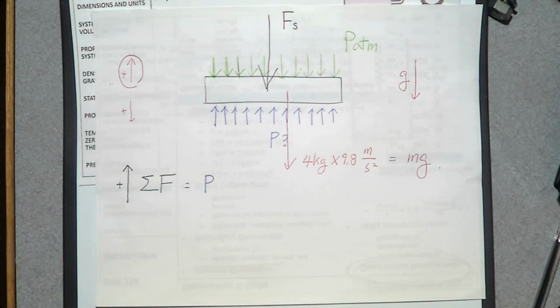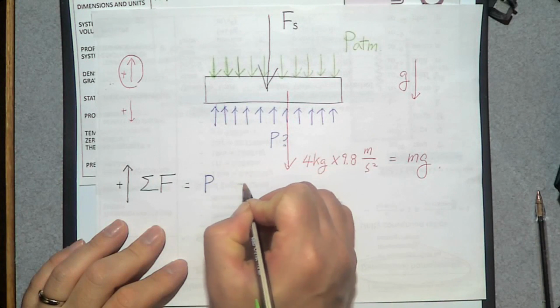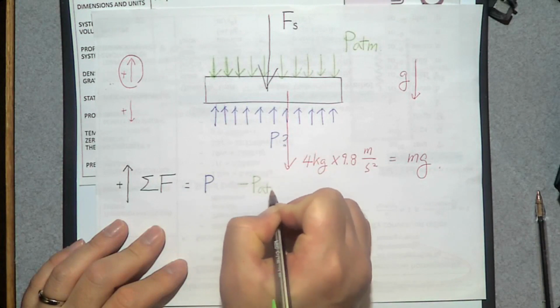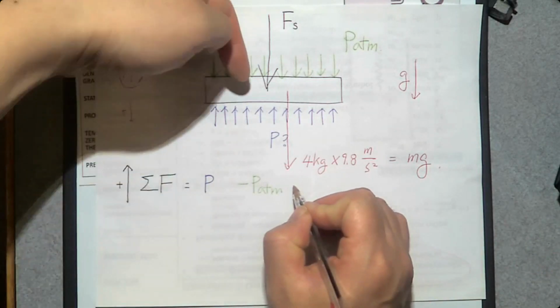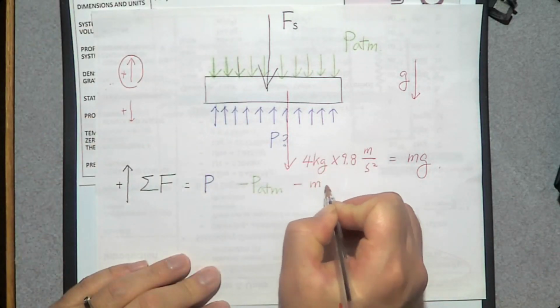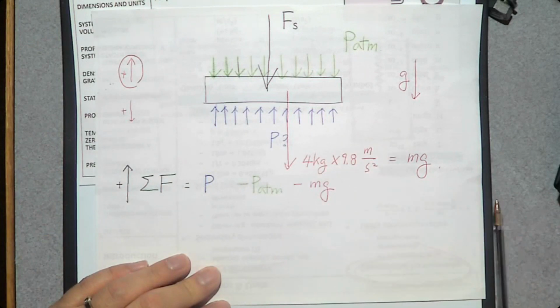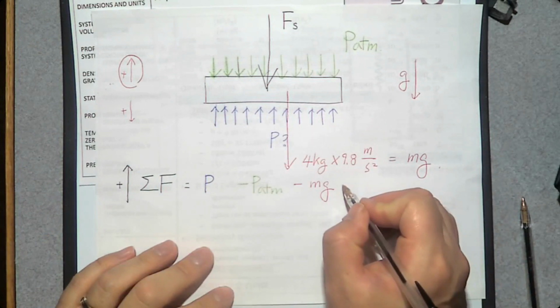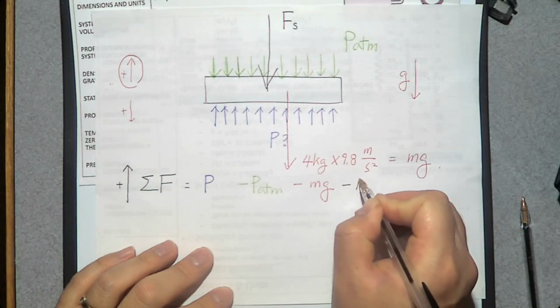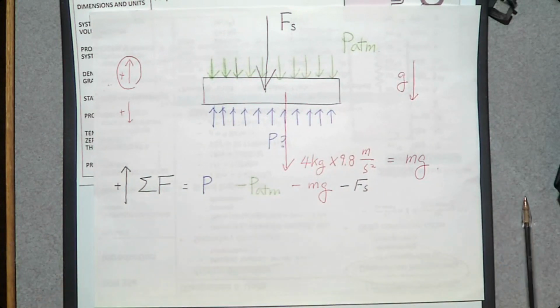And what is the direction? Positive direction, right? And what else? Atmospheric pressure. Is it a positive direction or a negative direction? Yeah, it's a negative direction. So minus P_atm. And we have the weight of the piston, 4 times 9.8, which is mass times gravity. And it's a negative direction, so minus mg. And we have the force by the spring, which is also the negative direction, so minus F_s. And what is the sum of these forces?